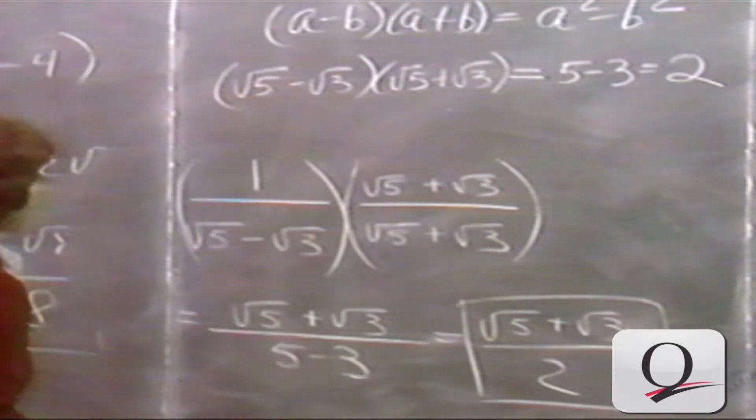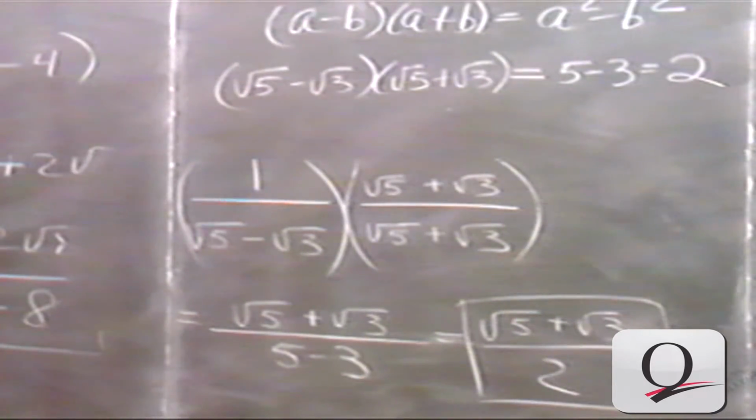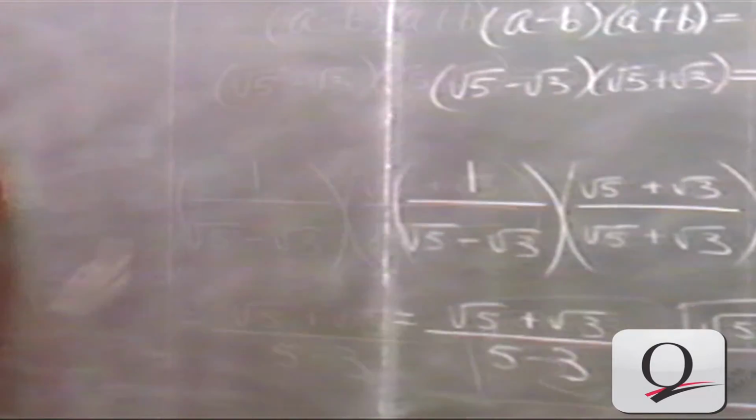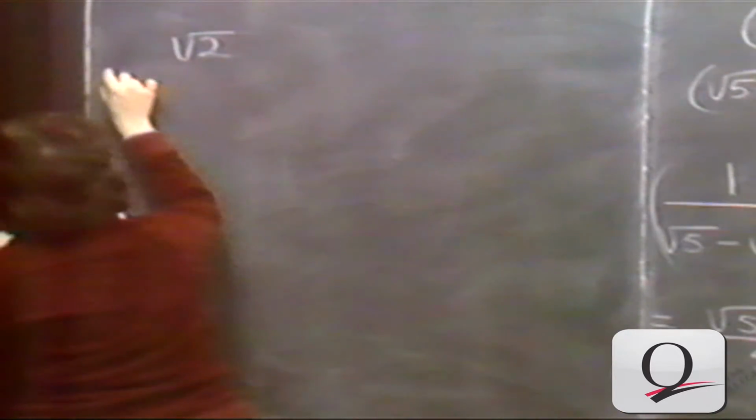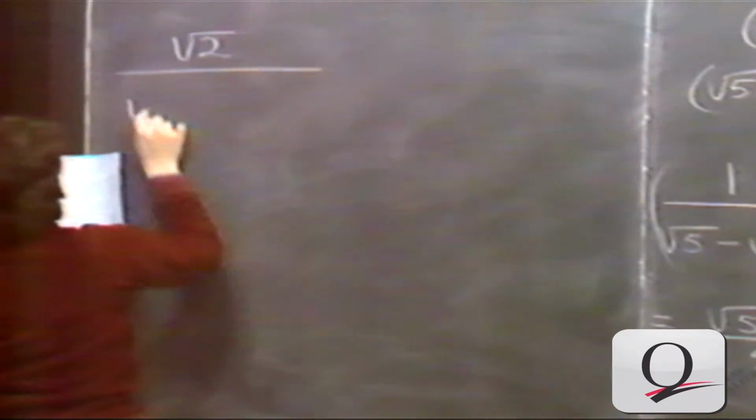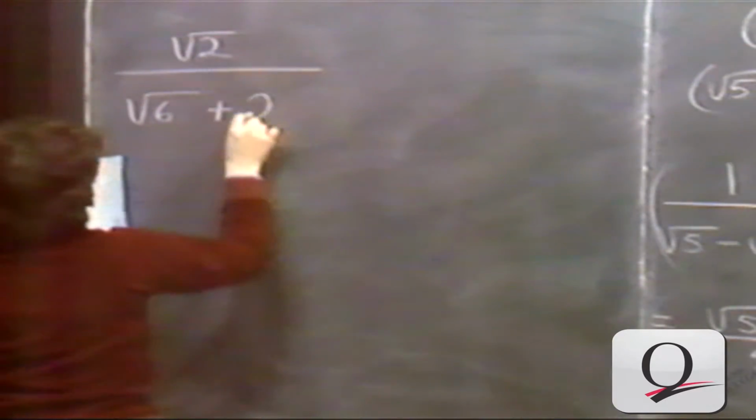Let's try another example in rationalizing a binomial denominator. Square root of 2 over the square root of 6 plus 2.